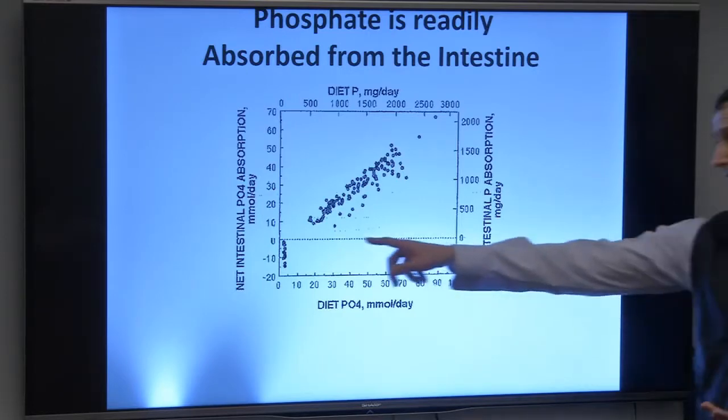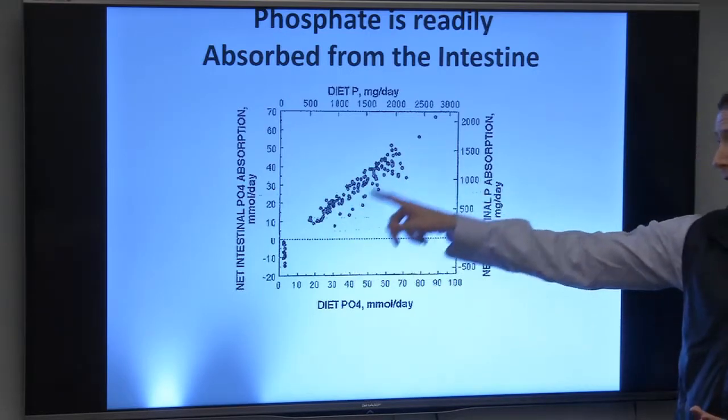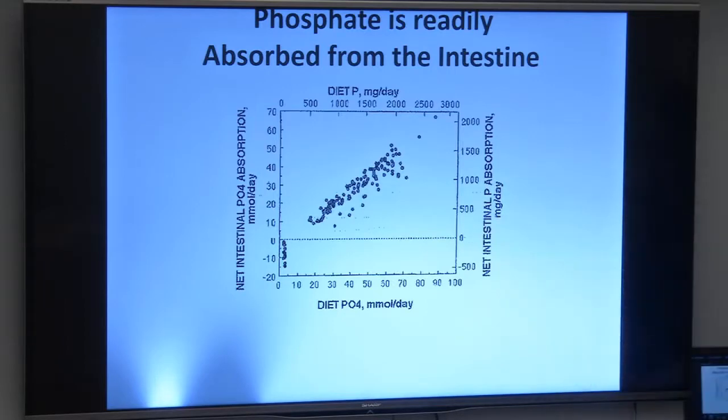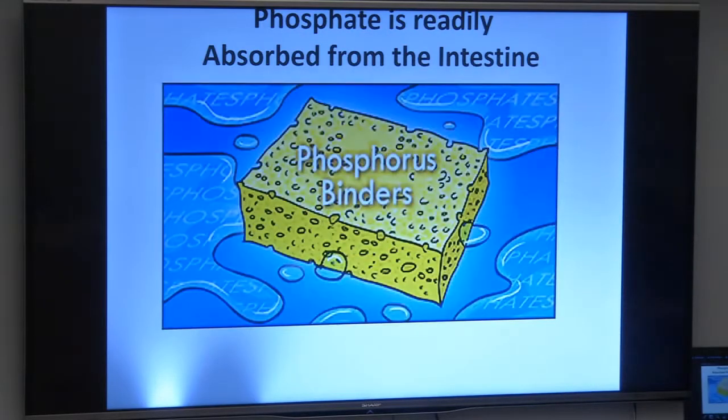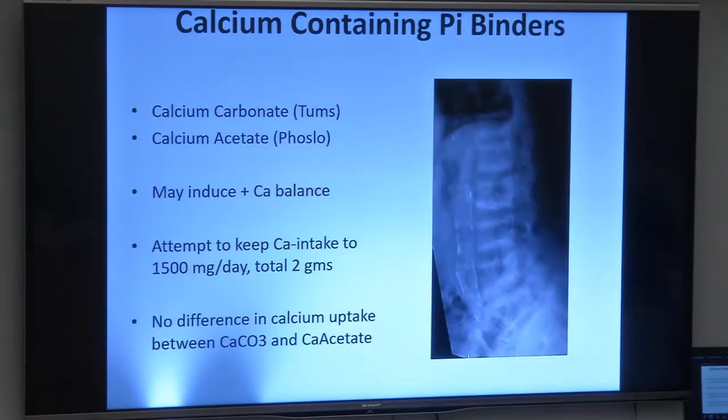Here showing that as you increase what you put in your mouth, you increase what you put in your blood. But what we do is we basically manipulate this system by giving our patients phosphate binders. I assume that you, as medicine people, you've all heard of these drugs, and you've heard of the calcium-containing phosphate binders and non-calcium-containing phosphate binders. So let's talk a little bit about this because this is a very important part of our armamentarium.